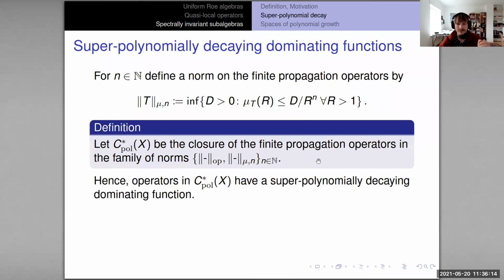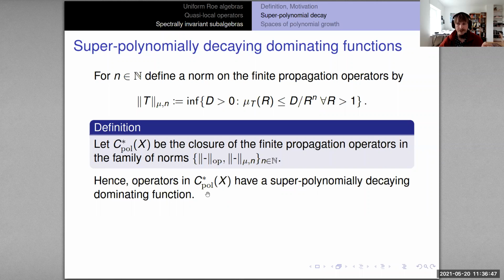And then we just define C star polynomial of x to be the closure of all finite propagation operators in the resulting family of norms. So you throw in the operator norm and, for every n, these things that we have defined now. So that's the family of norms, and so C star polynomial of x will be a Fréchet algebra. And as I've already said, having finite such norm means your dominating function decays polynomially.